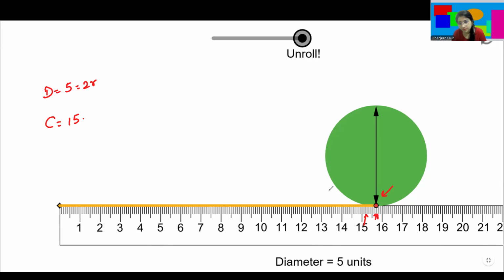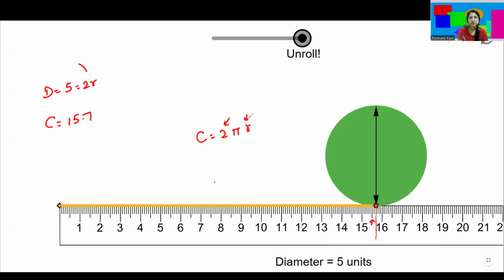So if we just check out the line, let me just make it smaller so that I can count it here. And this is the line we are talking about. What number is that line? 15.7. So it is 15.7 units. Now, if we do it with the formula C is equal to 2 pi r, we know this 2r is actually 5.